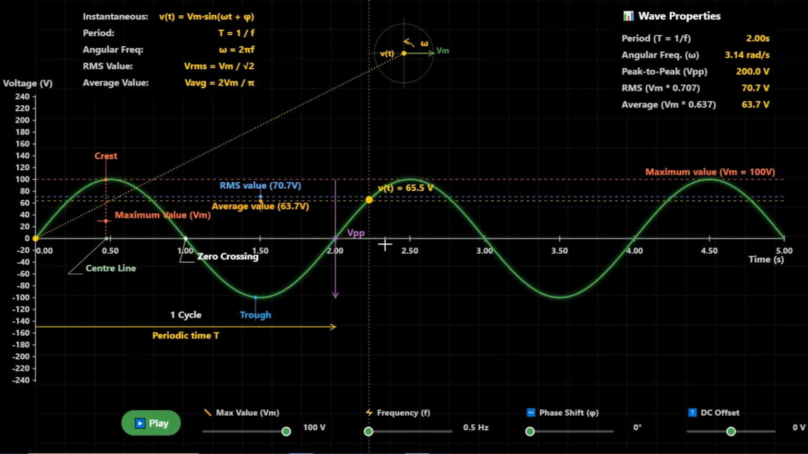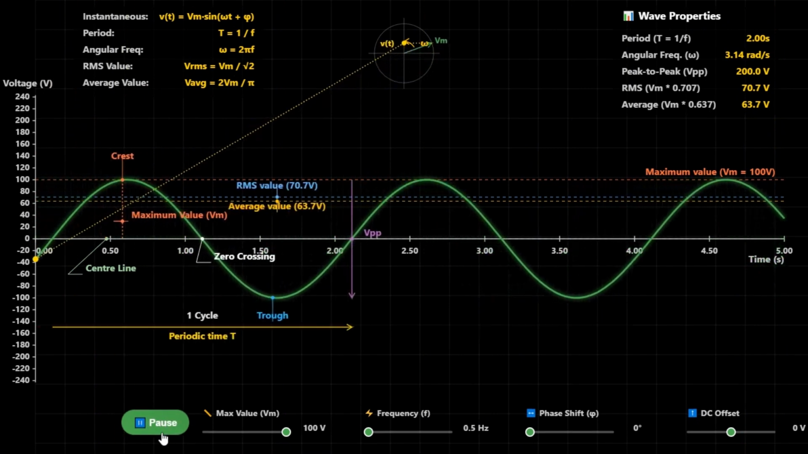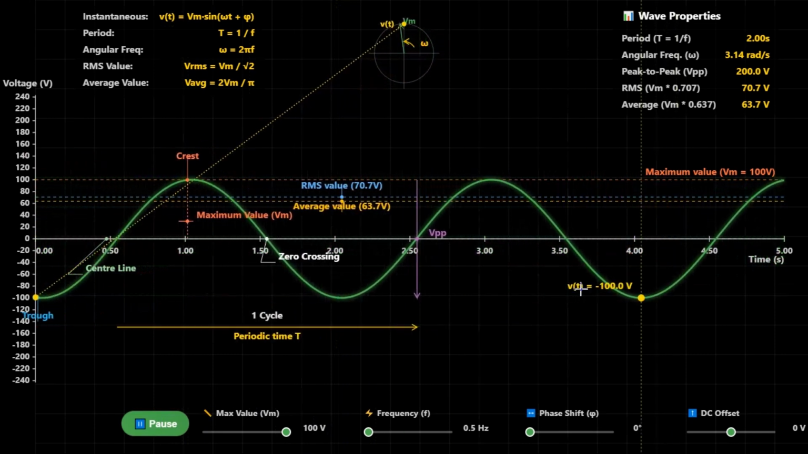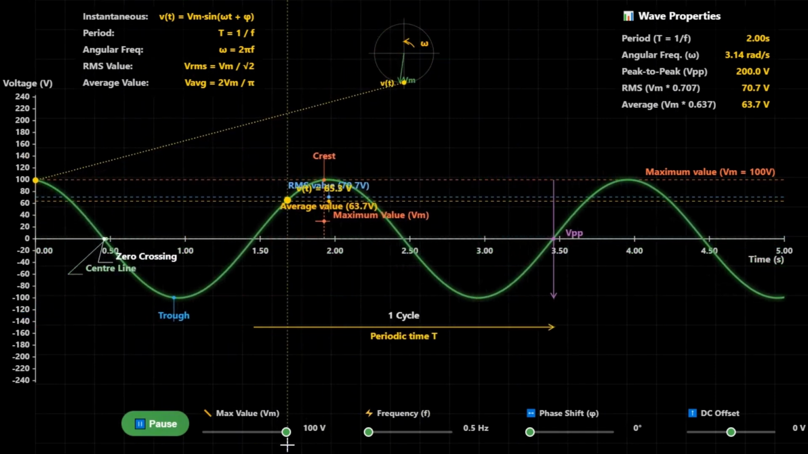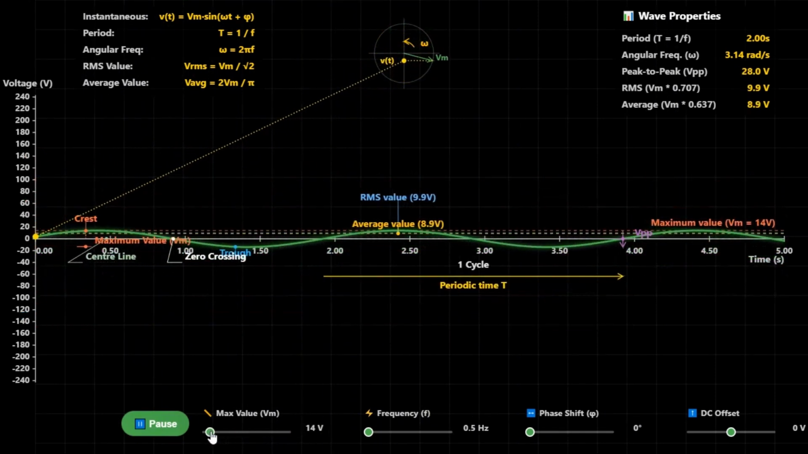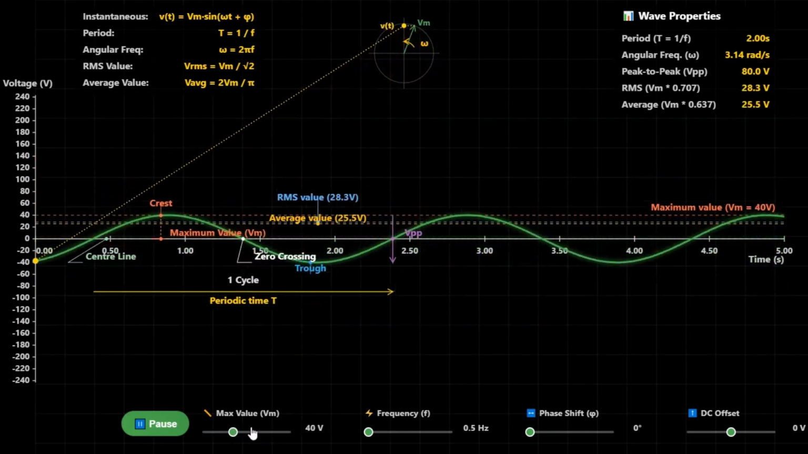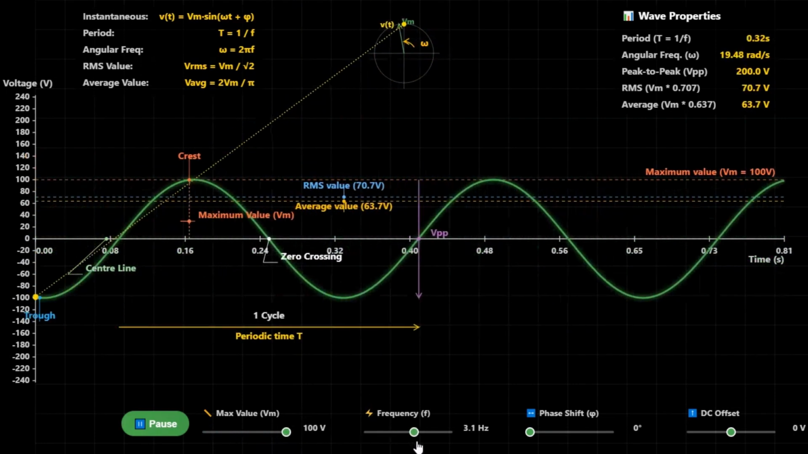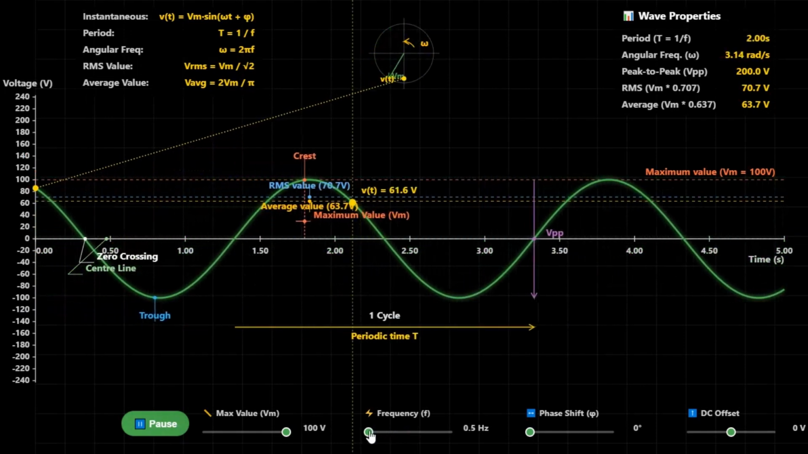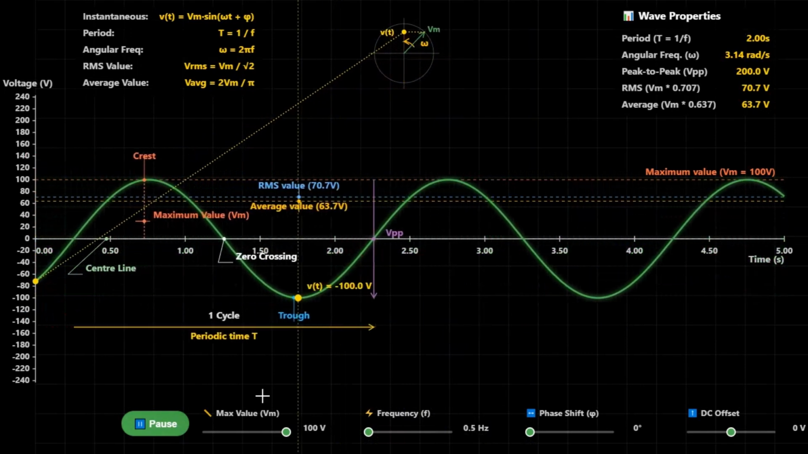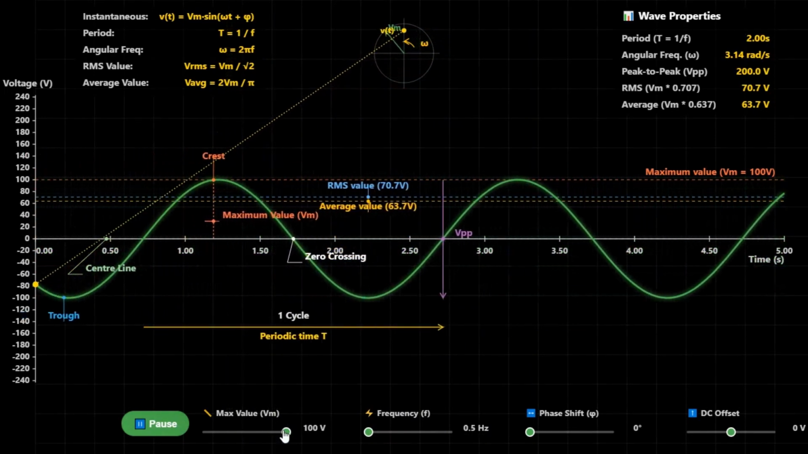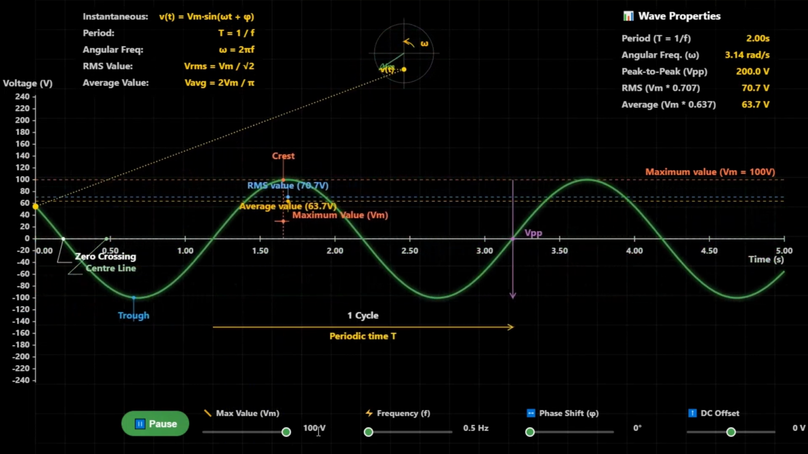Now here we can see this is a sine wave. It is repeating again and again. Now let's say we click this play button. Now here we can see this is a sine wave. This is how a sine wave looks like. Now from here we can adjust its amplitude, and from here we can adjust its frequency. Now here this frequency is 0.5 Hz and the maximum value or amplitude is 100 volt.